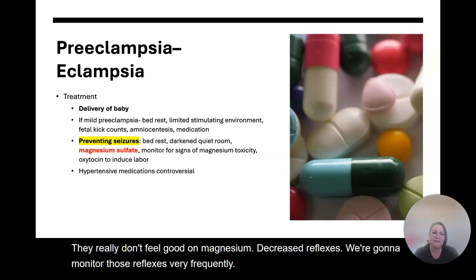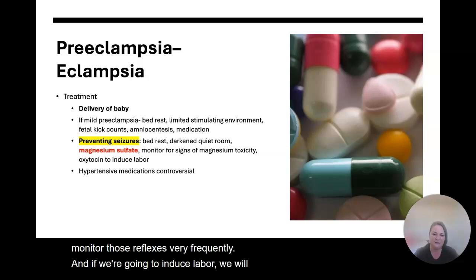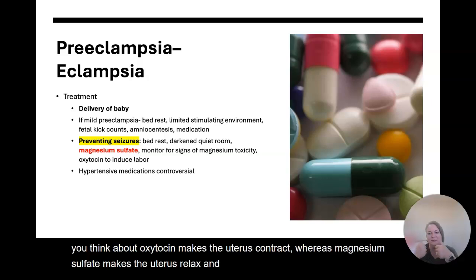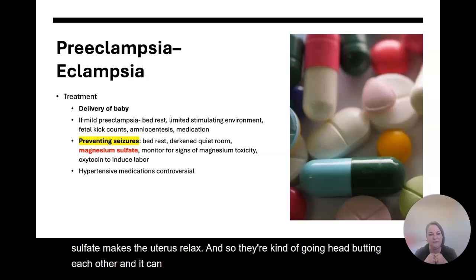Decreased reflexes. We're going to monitor those reflexes very frequently. And if we're going to induce labor, we will use oxytocin to induce labor. But if you think about it, oxytocin makes the uterus contract, whereas magnesium sulfate makes the uterus relax. And so they're kind of head-butting each other, and it can make induction of labor pretty difficult.